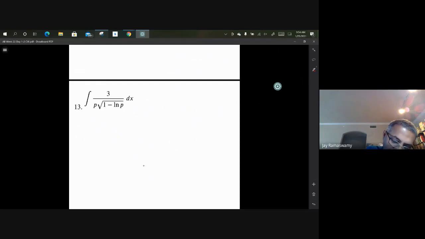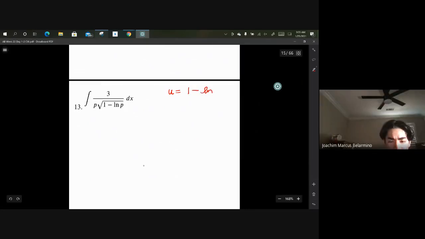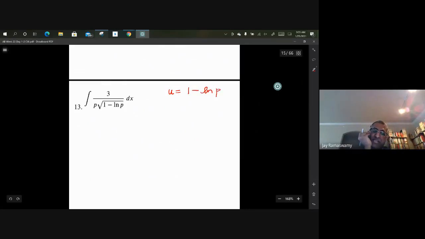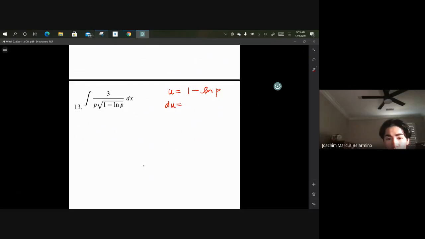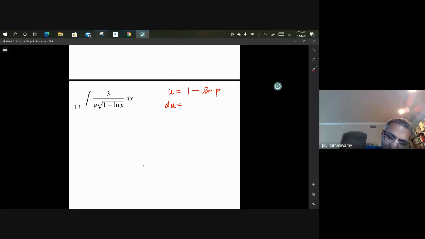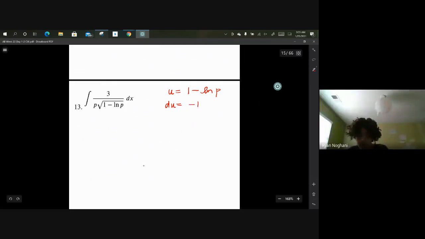For those of you who observe patterns, what should I choose u to be? 1 minus ln p. There are 2 rules I can use. The guy underneath the radical, I should choose to be u. Is that clear? Therefore du equals 0 minus. I'm just choosing not to write the 0. Minus negative 1 over p, negative times 1, dp. Is everybody okay there?